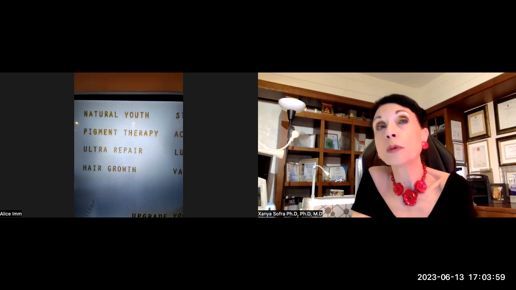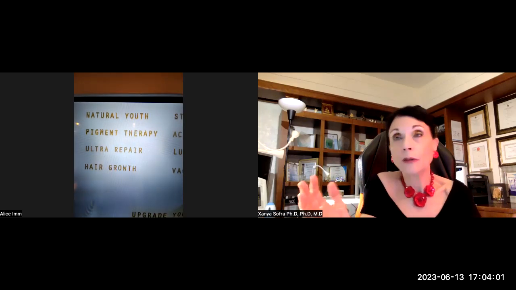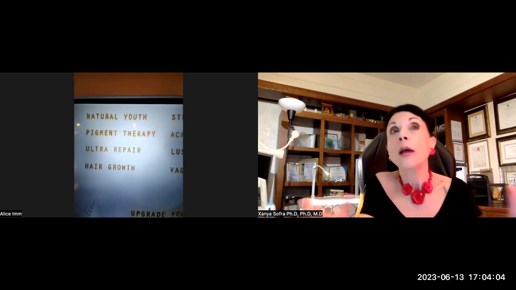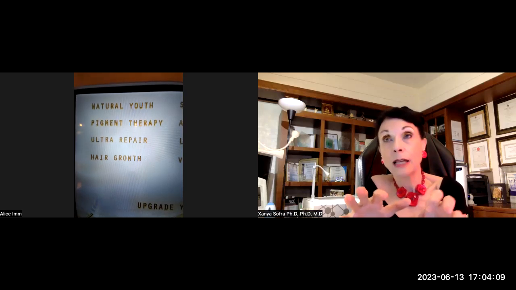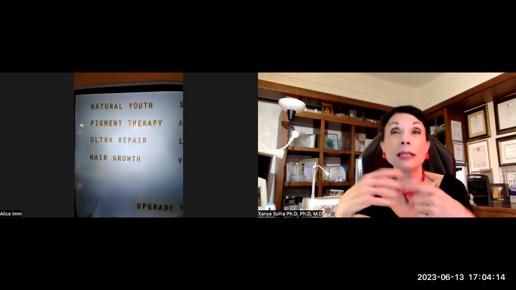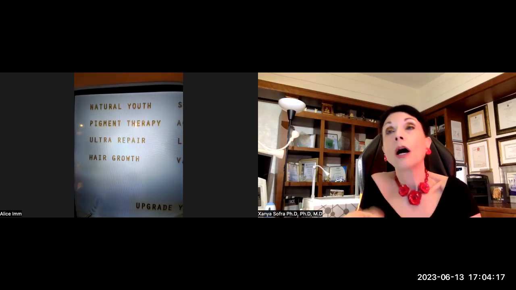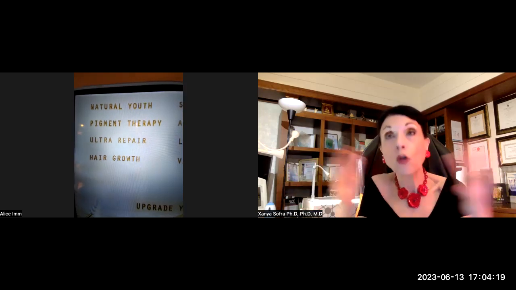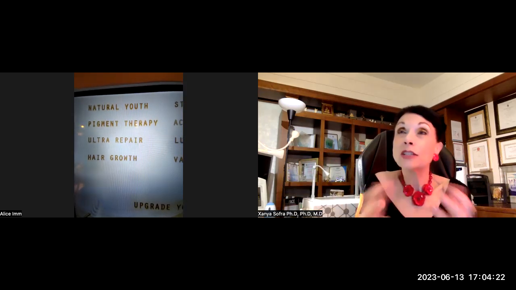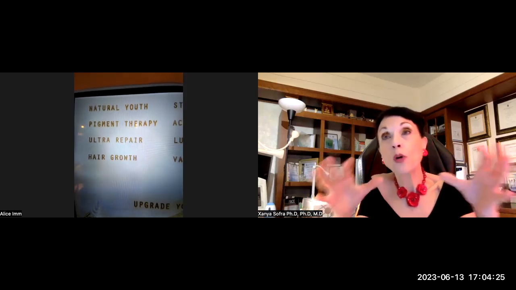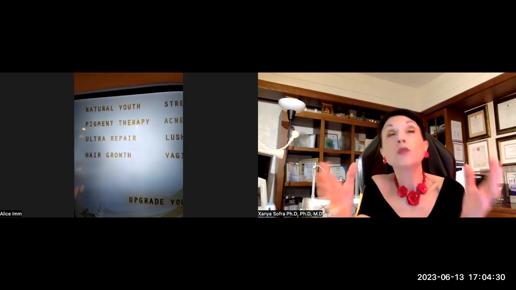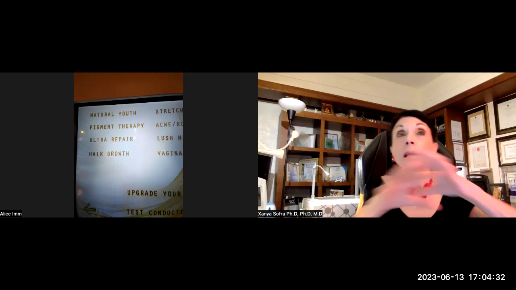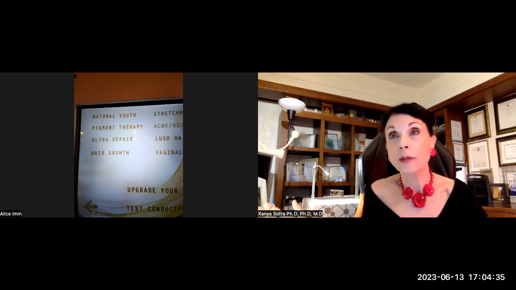For example, ultra repair has signals from everything, from all the other programs. But in ultra repair, the signals for skin health are more intense. For natural youth, the signals for freshness and glow are far more pronounced. In pigment therapy, the signals for skin lightening are more intense, greater in quantity. But it has all the other signals from all the other programs as well.